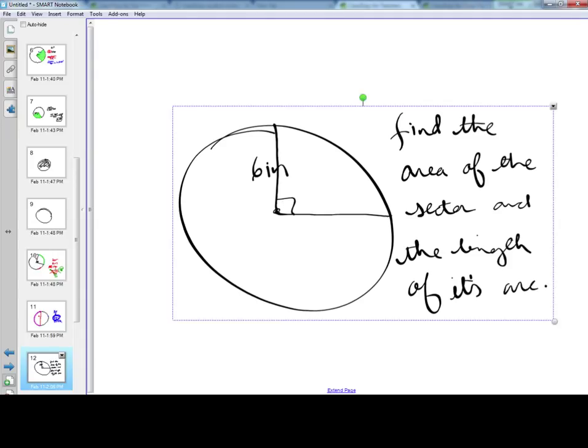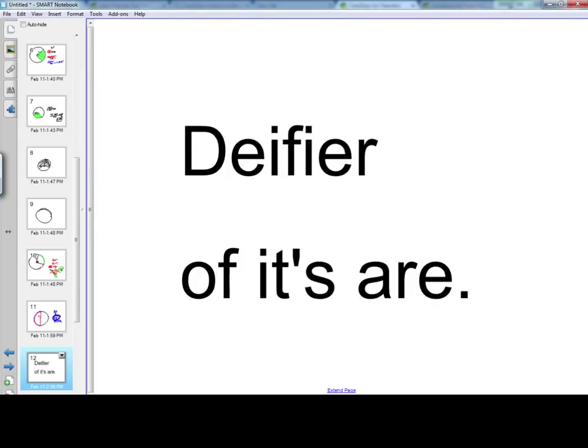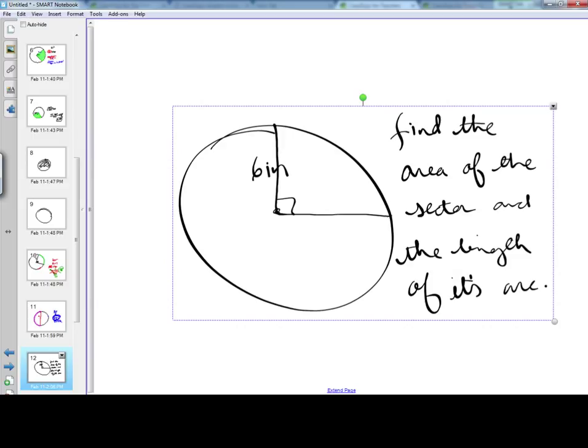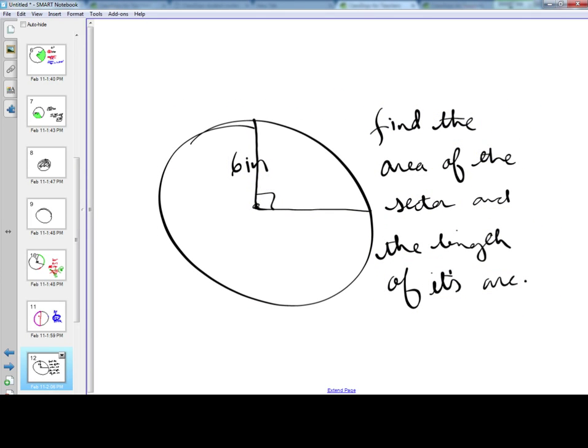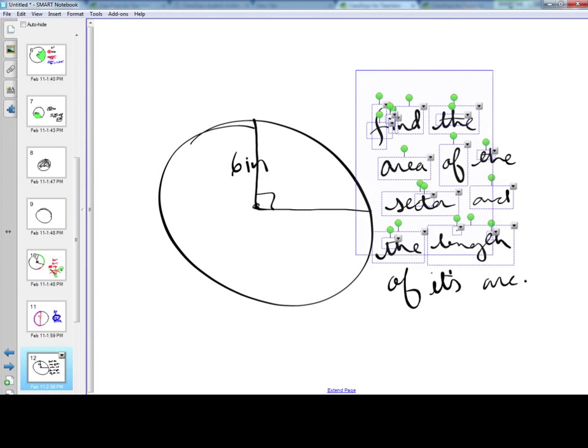This is, okay, I'll read it. Find the area of the sector and the length. It was counting the circle as a word, I think. I legitimately think it counted the circle as a word. It really did because see how it's all one piece? Let's try this one more time.